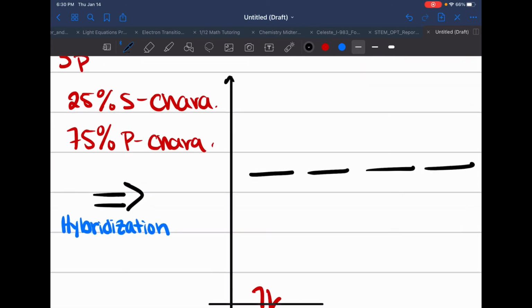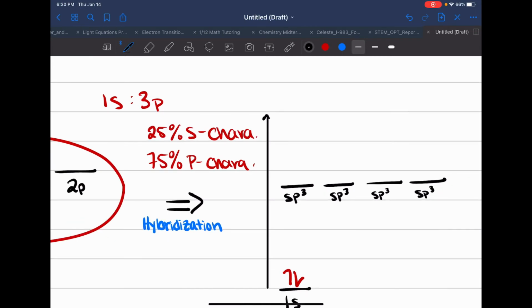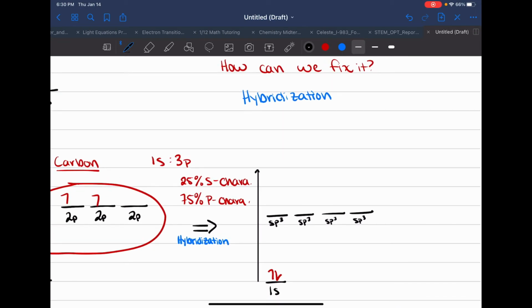And we know that we had 1 s orbital, but we also included 3 p orbitals. So 1s, 3p. This is what we call sp3 hybridized. These orbitals have been sp3 hybridized.